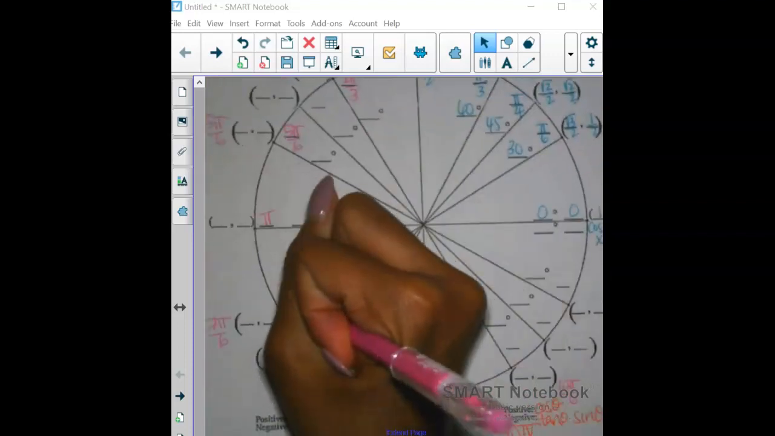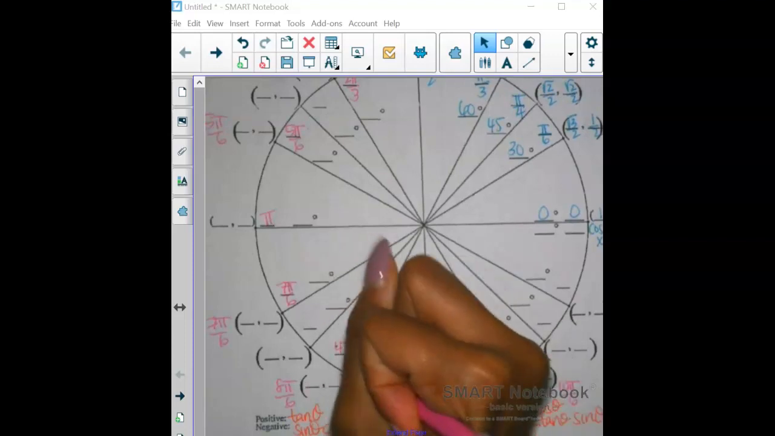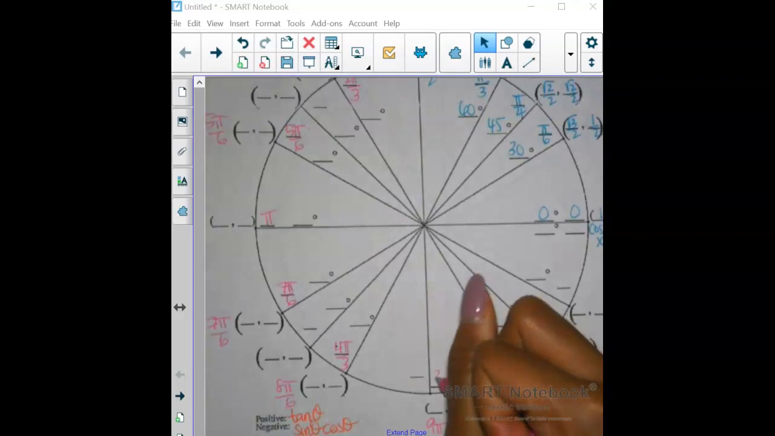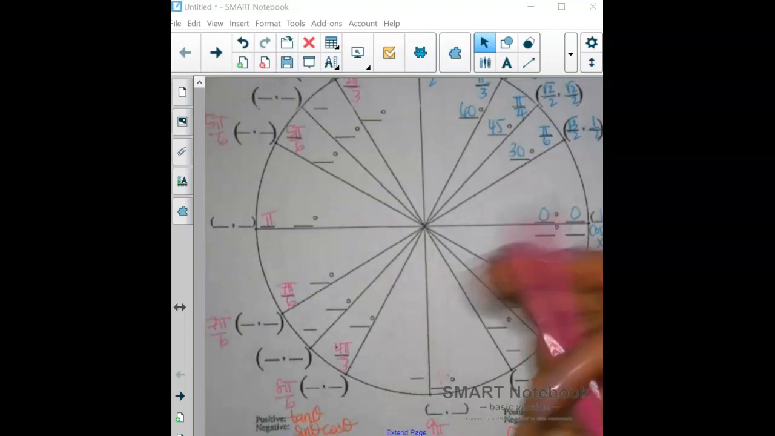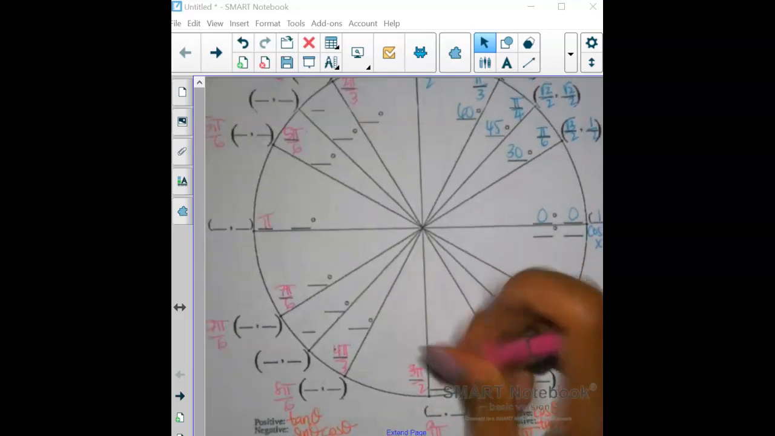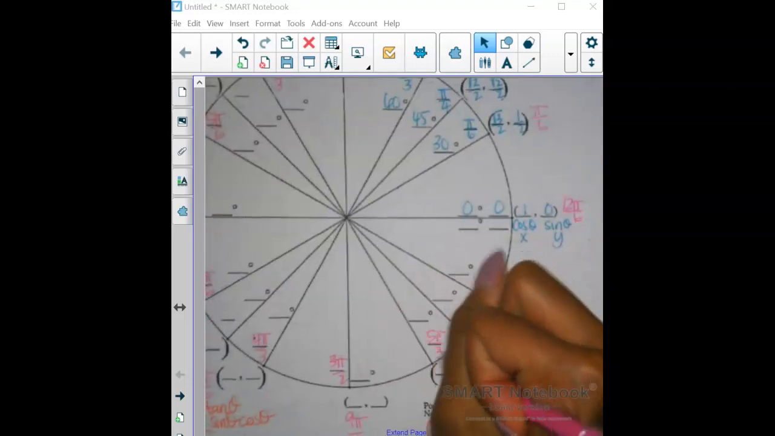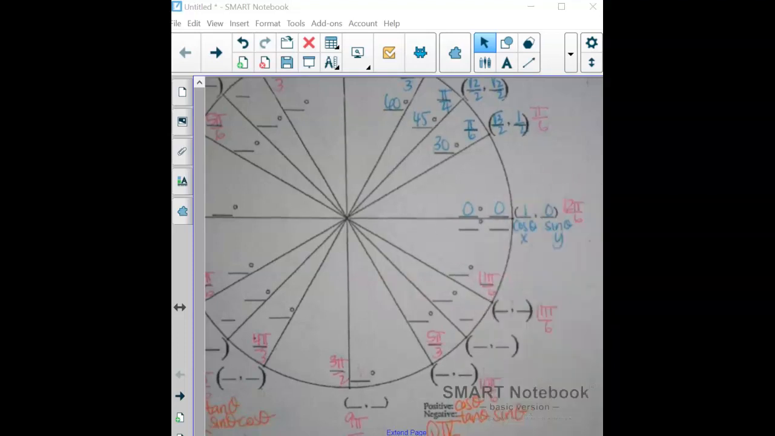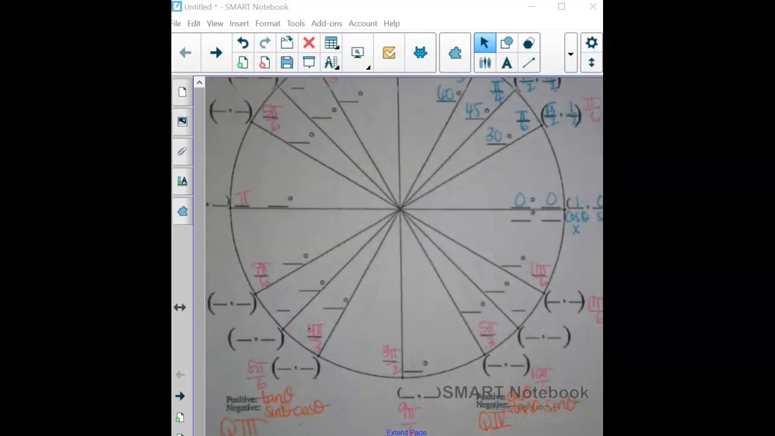7 pi over 6. 8 pi over 6 can reduce to 4 pi over 3. This will be 3 pi over 2. Oops, let me put on the radian side. 3 pi over 2. And then we'll also have 10 pi over 6, which is 5 pi over 3. And then we'll have 11 pi over 6, which unfortunately cannot reduce. Okay, cool. See, guys, we're slowly getting the unit circle together.